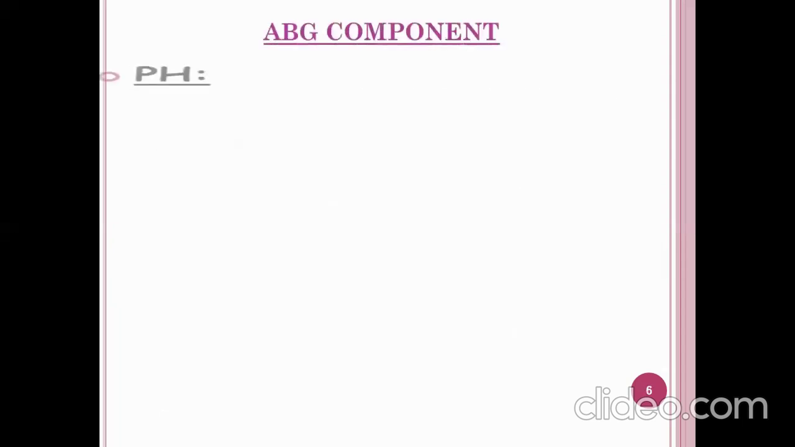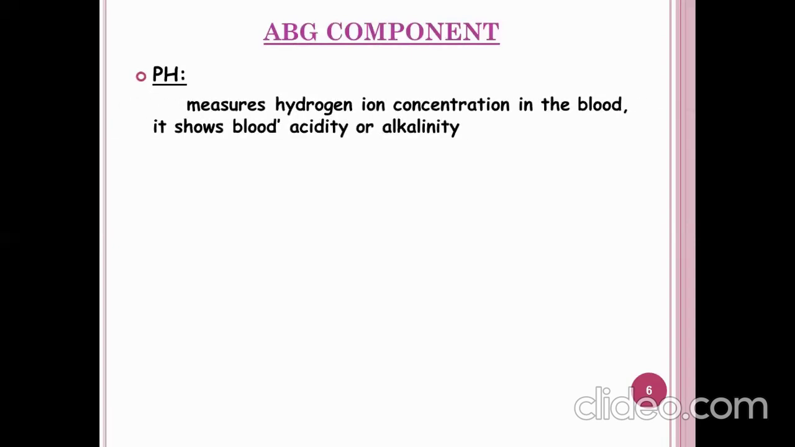So what are the components of ABG? In ABG, the first and most important component is pH. So pH measures the hydrogen ion concentration in the body. It shows whether the blood is acidic or alkaline. So we are going to find out whether blood is acidic or alkaline with the help of the measurement of hydrogen ion concentration inside the blood. So that is nothing but the pH.